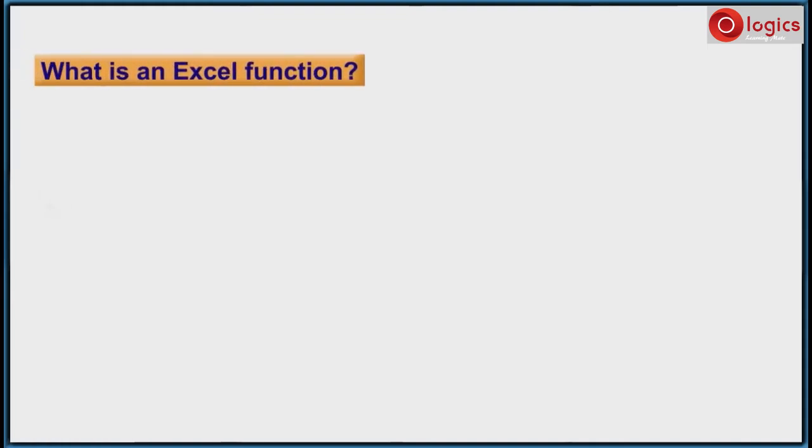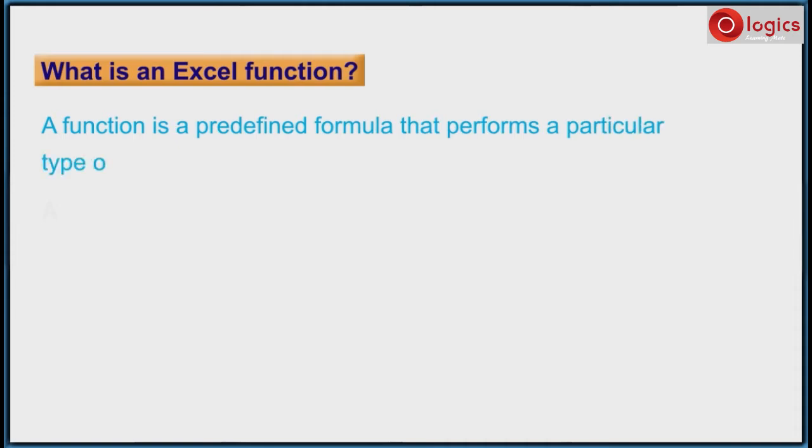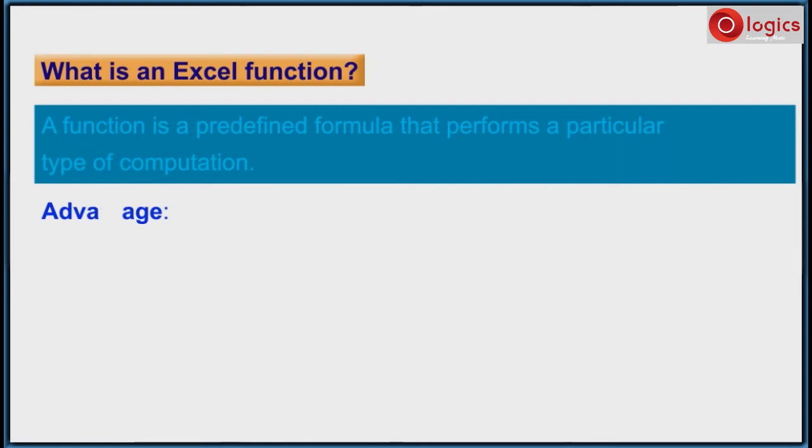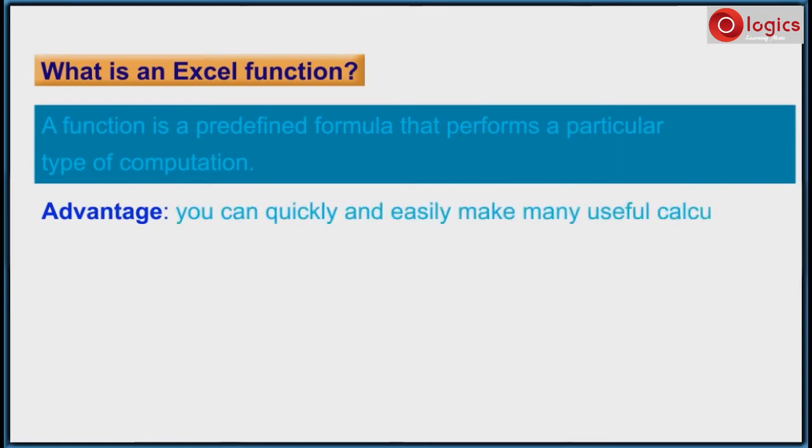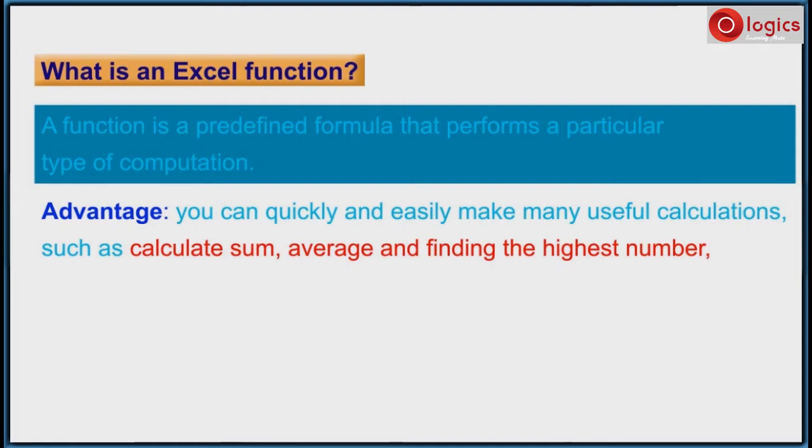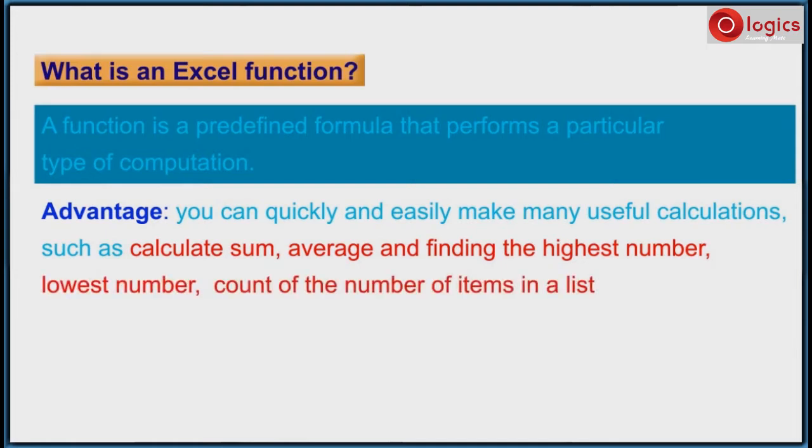What is an Excel function? A function is a predefined formula that performs a particular type of computation. Advantage: you can quickly and easily make many useful calculations, such as calculate sum, average, and finding the highest number, lowest number, count of the number of items in a list, and many more.